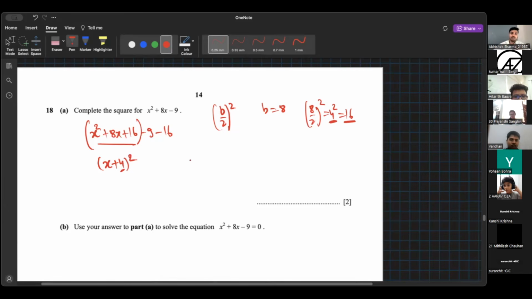Okay, so (x plus 4) the whole square minus 9 minus 16, that is going to be negative 25. So the final answer is (x plus 4) the whole square minus 25, and that's the completing the square form. Clear?